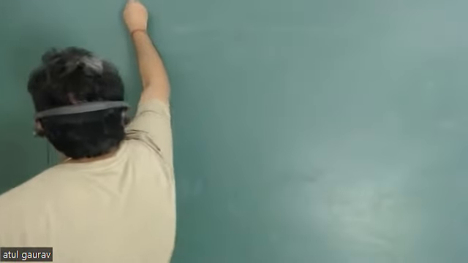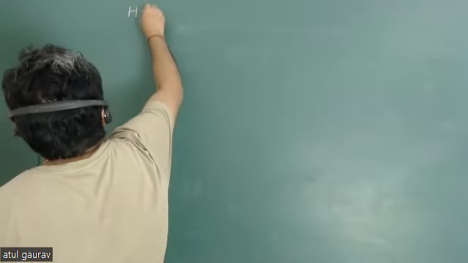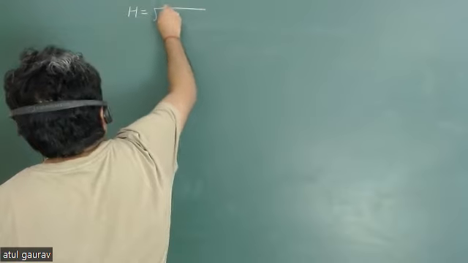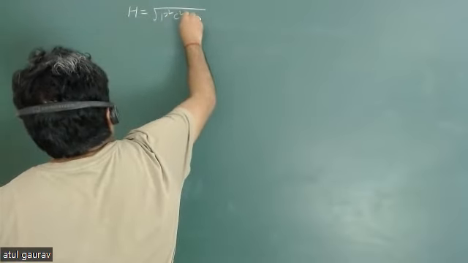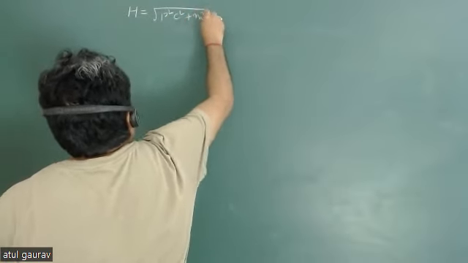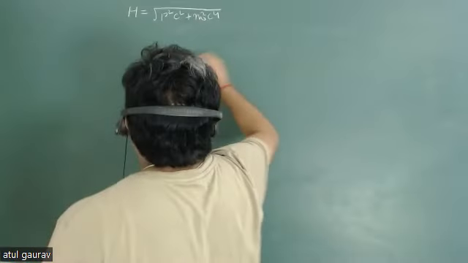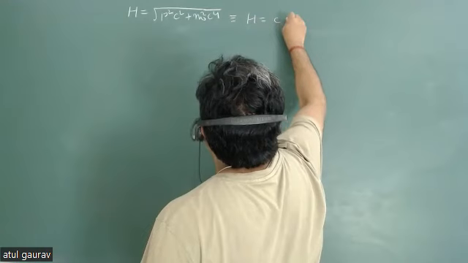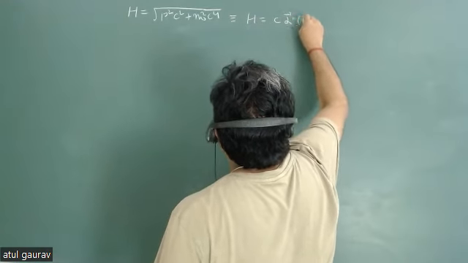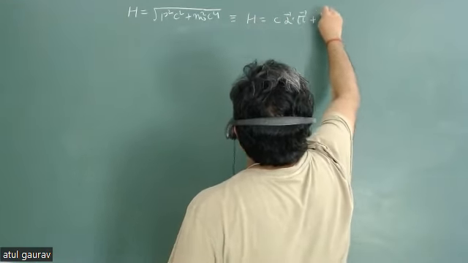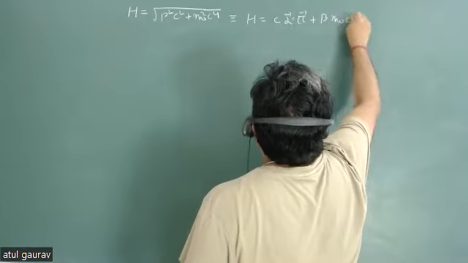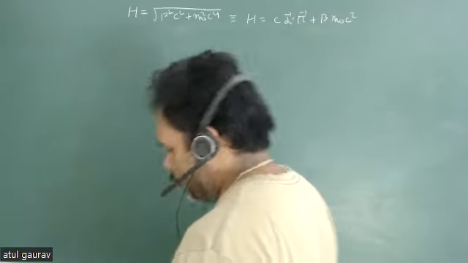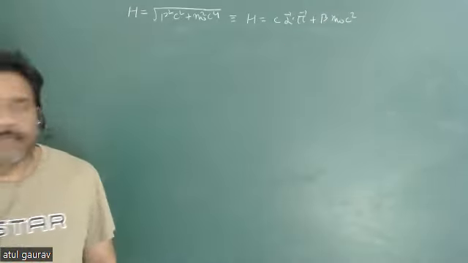So what is your Dirac? What is your relativistic free particle? This is p square c square plus m naught square c 4. What will be your equivalent Dirac equation? The Dirac equation is H equals c alpha dot pi plus beta m naught c square. Yes. So let's try to calculate.